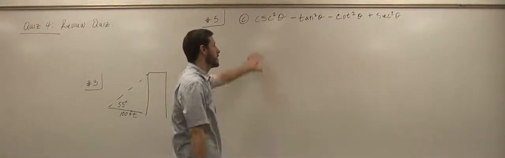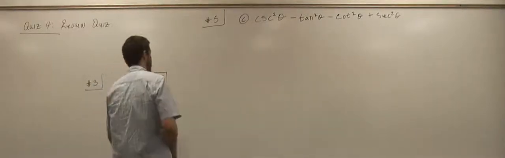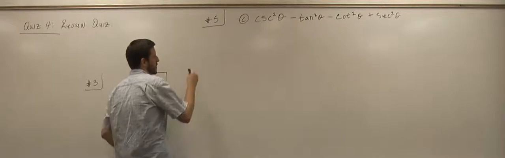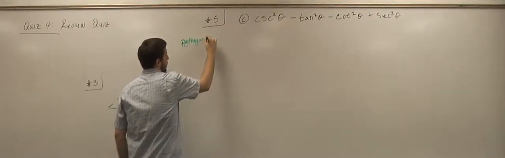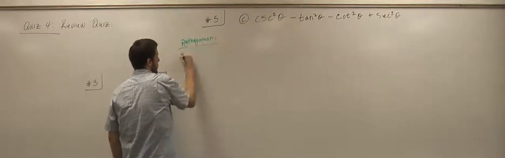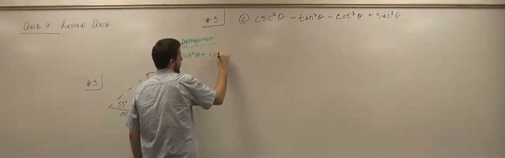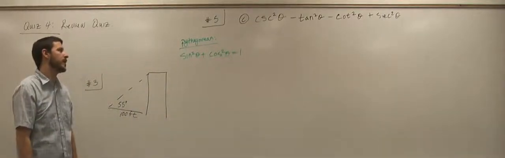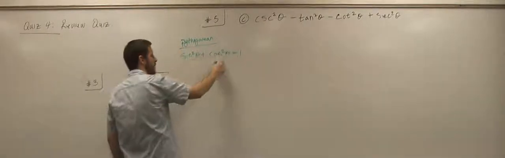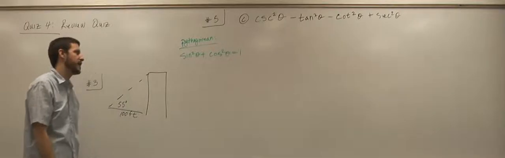So in order to really be successful on this problem, you have to know your fundamental identities, your Pythagorean identities actually. The first one is sine squared of theta plus cosine squared of theta equals 1. This is your first Pythagorean identity. If you divide all of these by cosine squared, and if you divide all of these by sine squared, you get a different Pythagorean identity.